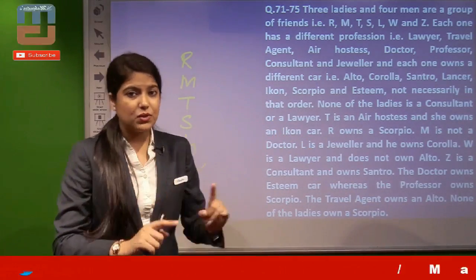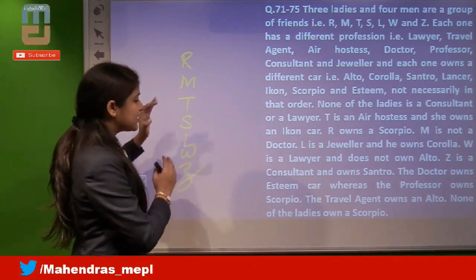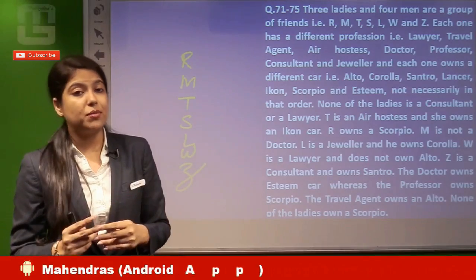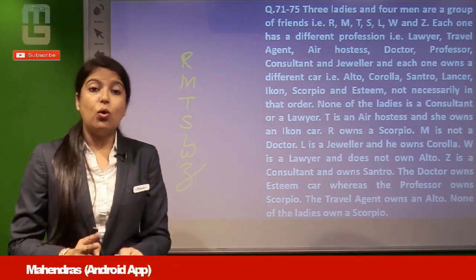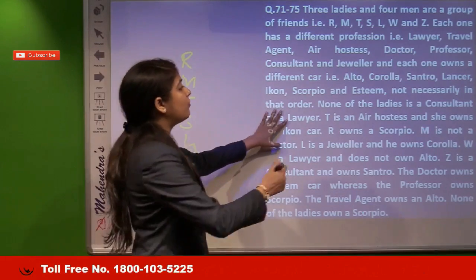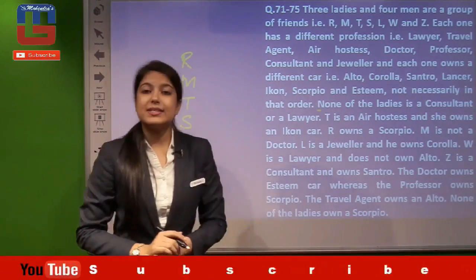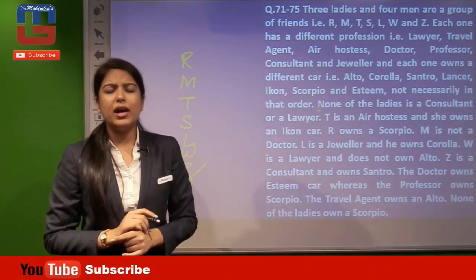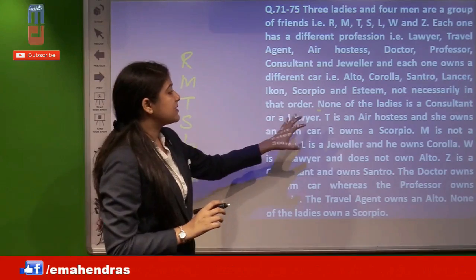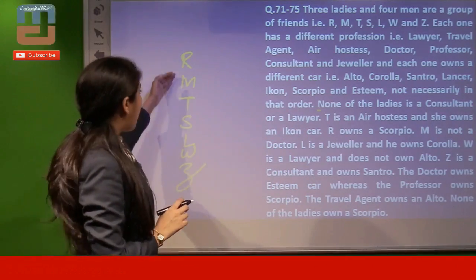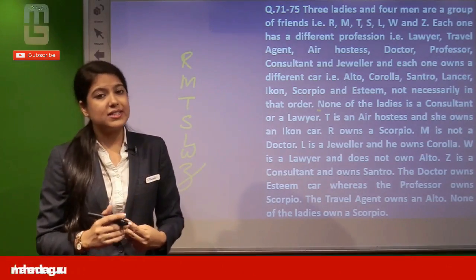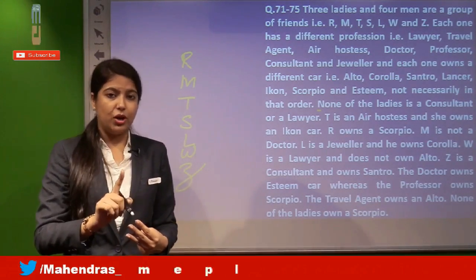So the first condition was these 7 persons. From these 7 persons there would be 3 ladies and 4 men, having different professions and owning different cars, right? Now let's look at the condition. None of the ladies is a consultant or a lawyer. That means among R, M, T, S, L, W, Z, if there are 3 ladies, those 3 ladies will not be a consultant or a lawyer, right?